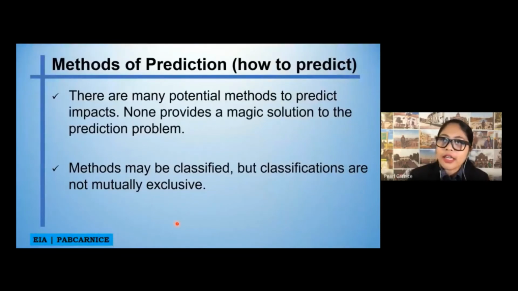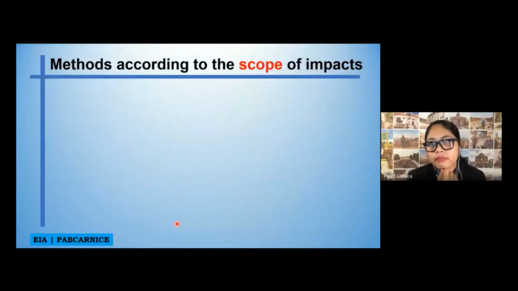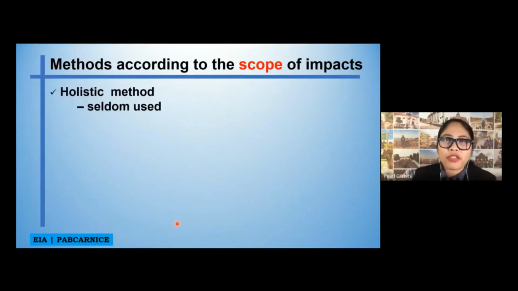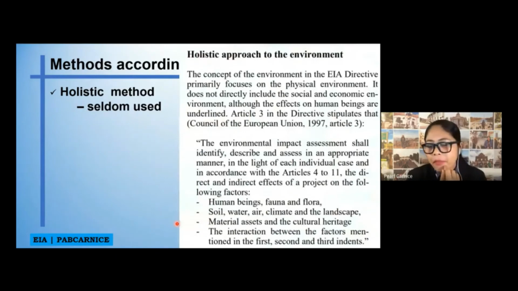So there are two types of methods according to the scope of impacts. The first method is the holistic approach, or holistic methods. However, the holistic method is seldom used, because the holistic approach specifically focuses on the primary environment. So it does not directly include the social and economic environment per se. It only considers the physical aspect.